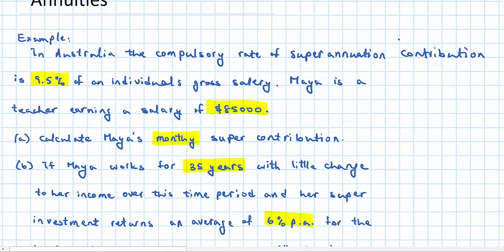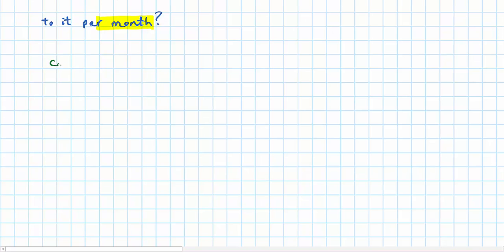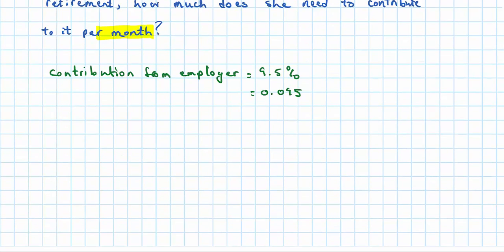Actually, let's do a quick summary. Contribution from employer is 9.5%. And again, we work in decimals, not percentages, so 0.095. And her salary is $85,000.